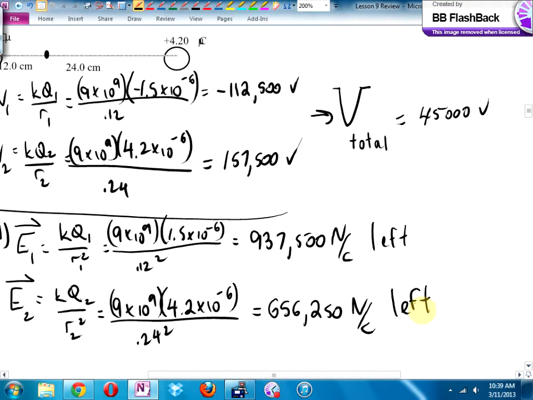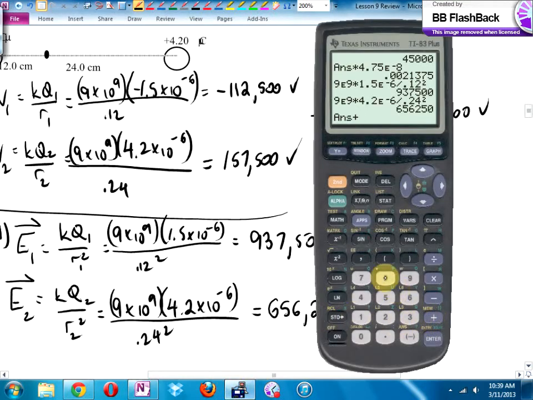I'll just add them up, winner plus winner. What if they were in opposite directions? Winner minus loser. Yeah. But this, plus 937,500. I get 1.6 times 10 to the 6th newtons per Coulomb.